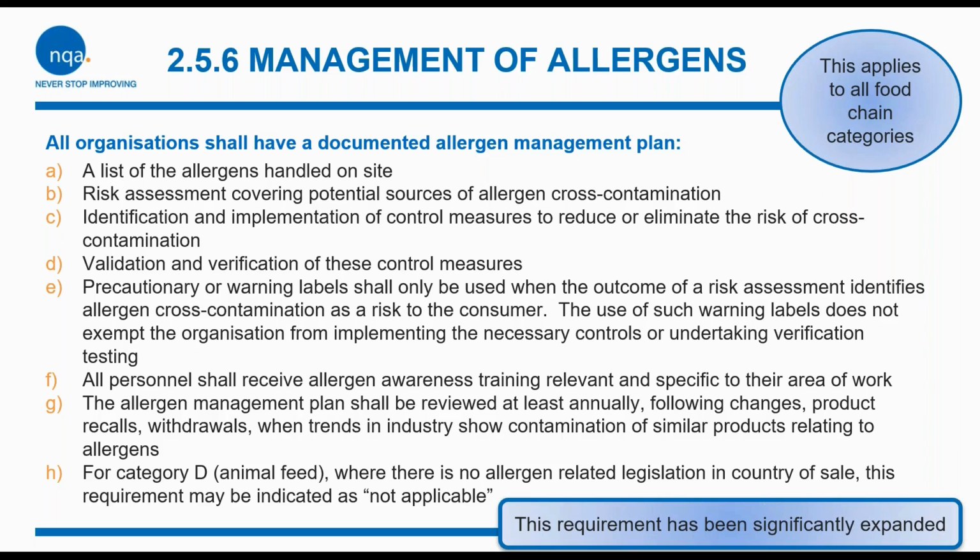All personnel shall receive allergen awareness training relevant and specific to their area of work. The allergen management plan shall be reviewed at least annually, following changes, product recalls, withdrawals, and when trends in industry show contamination of similar products relating to allergens. For Category D, animal feed, where there is no allergen-related legislation in the country of sale, this requirement may be indicated as not applicable.